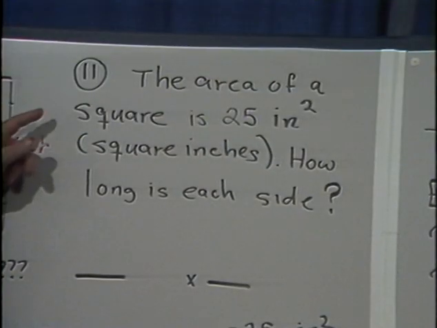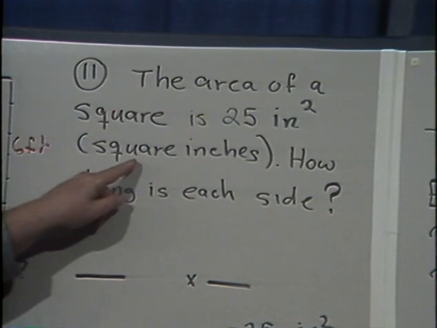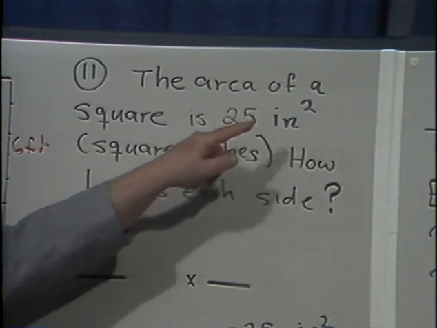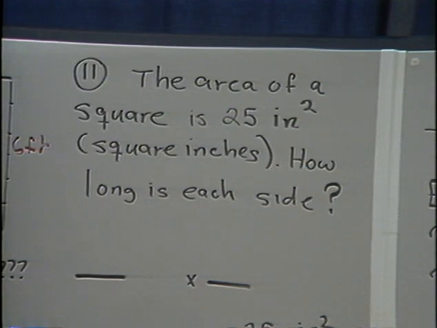Suppose I tell you that the area of a square is 25 square inches. I like to write it this way to emphasize inches times inches. Now I say, how long is each side? Go for the dimensions first. Since it's square inches, which means inches times inches, the side must have been measured in inches.